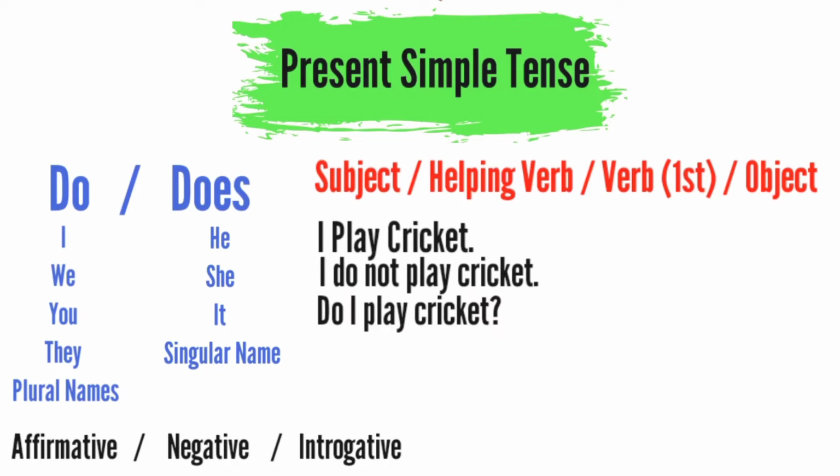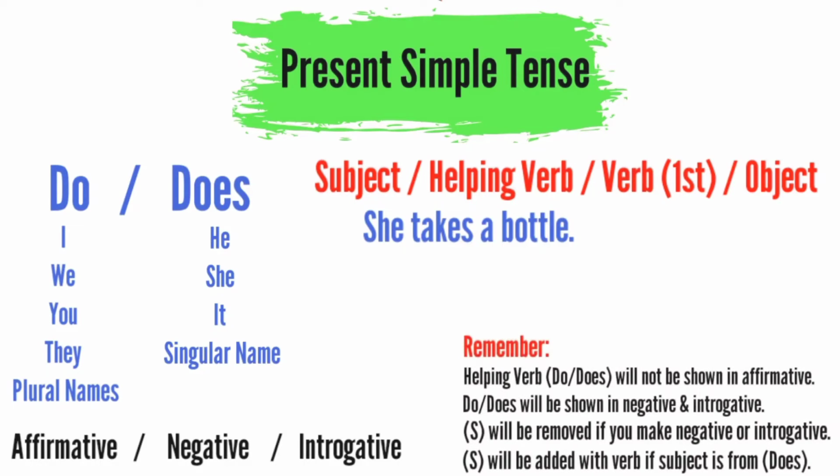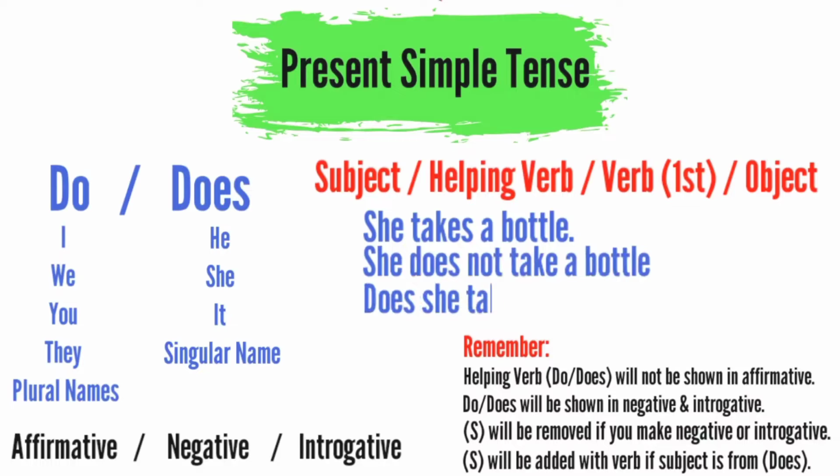Let's take one subject from does side. She takes a bottle. Now, why did I put s with verb form? Make sure whenever you are taking any subject which belongs to does side, you are supposed to put s with the verb, like I have written here, she takes a bottle. Remember that. And another instruction, that whenever you are making this simple sentence as a negative and interrogative, s automatically will be removed. Let's make the negative sentence of this. She takes a bottle. She does not take a bottle. Does she take a bottle?